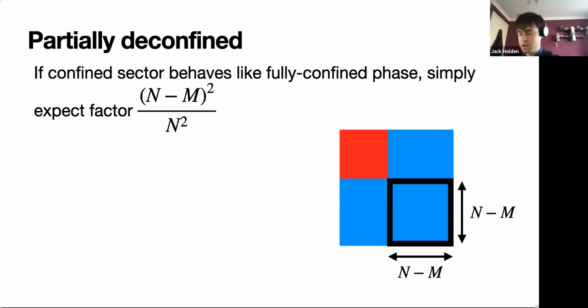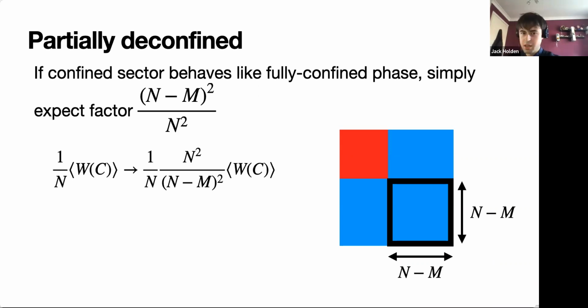And we can refine our conjecture further by claiming that the string tension doesn't depend on the size of the confined sector, and that the only difference between the fully confined and the partially confined subsectors will be the number of colors. And so if we account for this by simply accounting for the different number of colors in the Wilson loop, then we should expect to see the same gradient of the potential that we calculated for the fully confined phase.